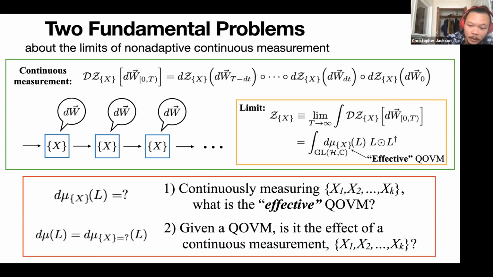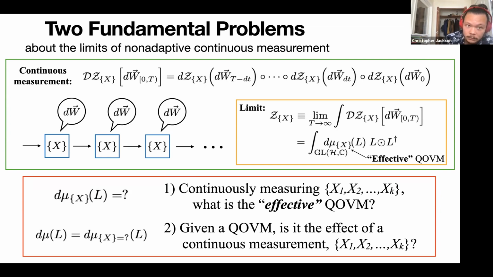So the two fundamental problems I would say are, given that you chose a set of observables to measure continuously, what is this QOVM? What is dμ of L? That's a fundamental question to ask. And another question to ask is, if you had a dμ of L you wanted to do, such as a coherent state measurement, does there exist a set of Lx's you could measure continuously that would give you the POVM you want to do, or the Q POVM? So these are what I'm calling the two fundamental problems. Maybe not the two, but they are two, of non-adaptive continuous measurement.